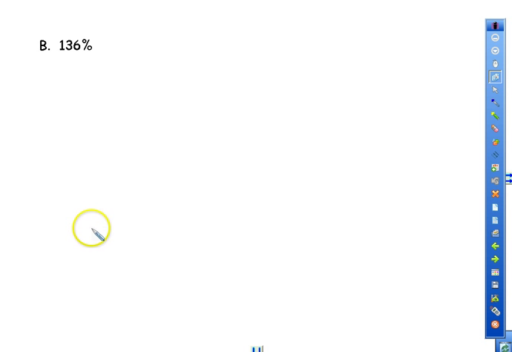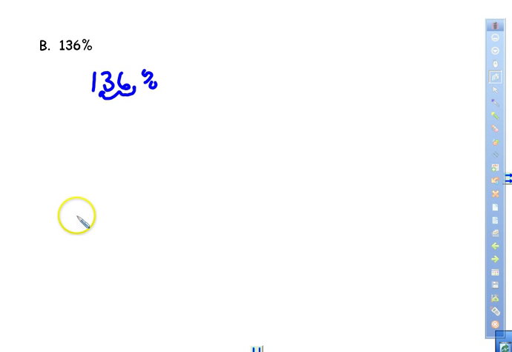So let's look at this one. Again, we're converting this percent to a decimal. So go ahead and hit pause and solve this. So again, 136%. My decimal point is here. We would then move it 2 places to the left. Always has to be 2. Can't be more, can't be less. Again, it's because we're dividing by 100 to get that answer.